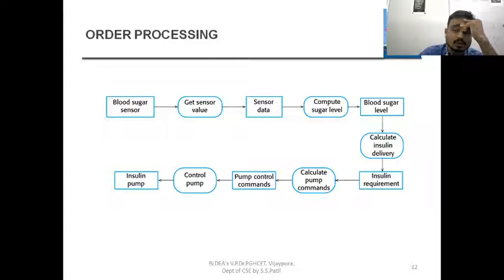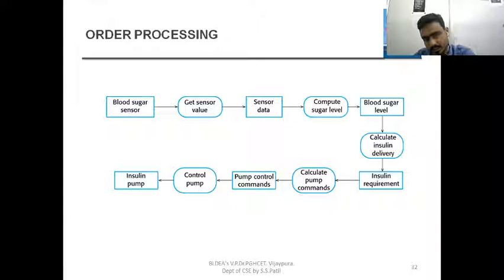Once the insulin requirement is calculated, it is fetched from the insulin pump. Okay, 10 ml is fetched. Next, the calculated 10 ml of insulin should be pumped to the patient. Who is going to pump it? That should be controlled by the pump control commands.